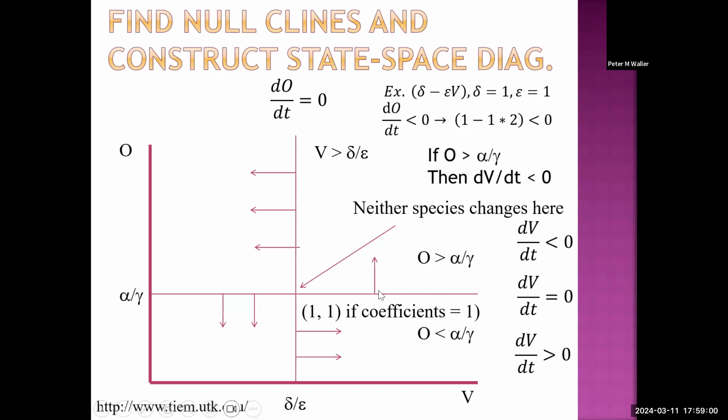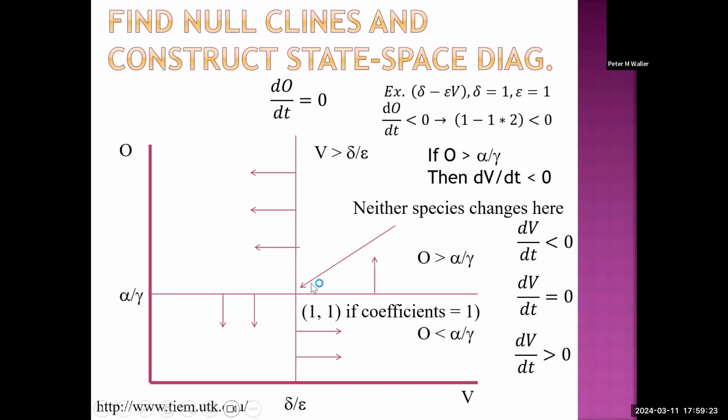So you can see that the population growth vector is vertical, which means there's no change in this direction for voles. And if the voles have a high population, then the owls increase in population. And if the voles have a low population, then the owls decrease in population.